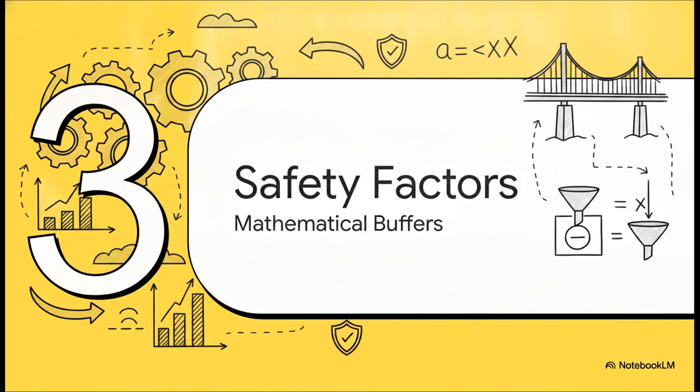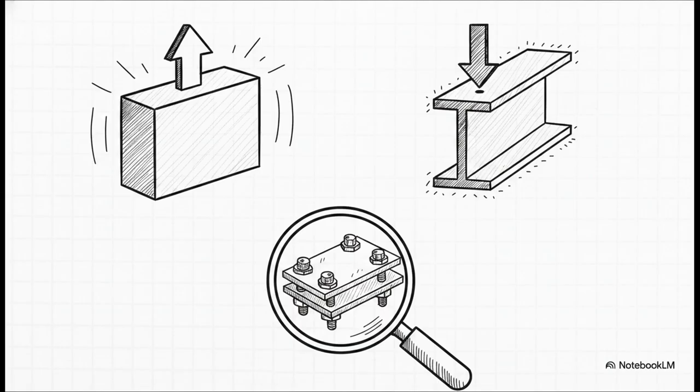Okay, Section 3, Understanding Safety Factors. To enforce that golden rule we just talked about, the code dictates the use of partial safety factors. We apply these to account for real-world statistical variations in both the materials we buy and the unpredictable loads nature throws at us. We have partial safety factors for the load itself, artificially inflating it just to be on the safe side.